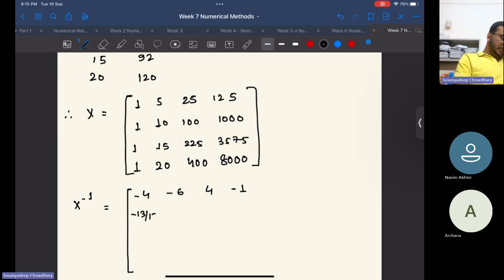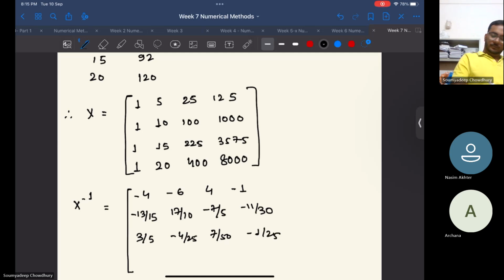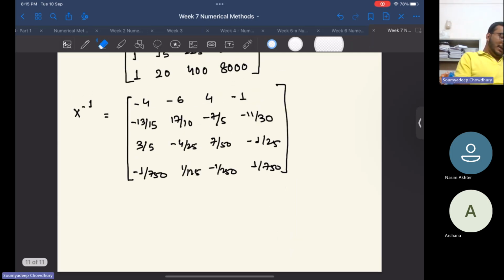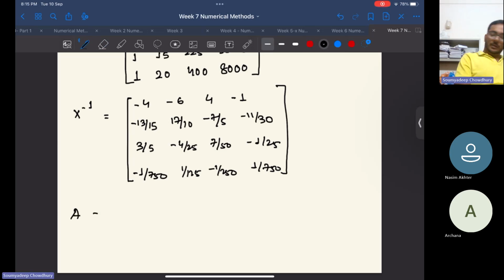Then you have minus 13 by 15, minus 7 by 5, minus 11 by 30, 3 by 5, minus 4 by 25, 7 by 50. This is X inverse, right? So now you have to find out A. What is A? That is the coefficient matrix, which is X inverse Y.